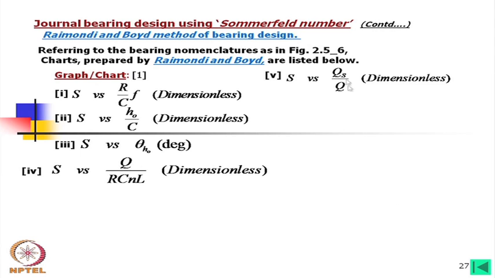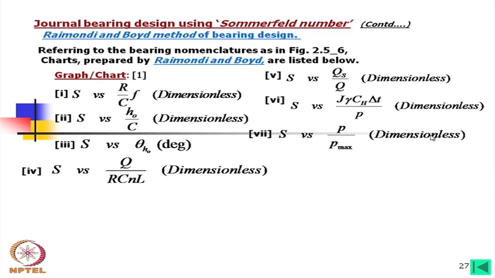Now, also we find QS by Q. So, Q is the flow in the direction of the periphery, whereas QS is the side leakage. So, knowing this amount, we can calculate this amount also. Then we can find out what will be the temperature rise inside the fluid from this chart. And S versus P by P max, where P is the pressure, the load divided by the projected area of the bearing, that is L into D. And we can find out the maximum pressure from that ratio, and then we find out at what angle this P max occurs.